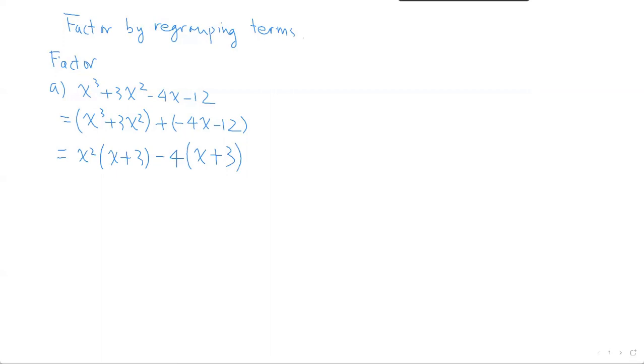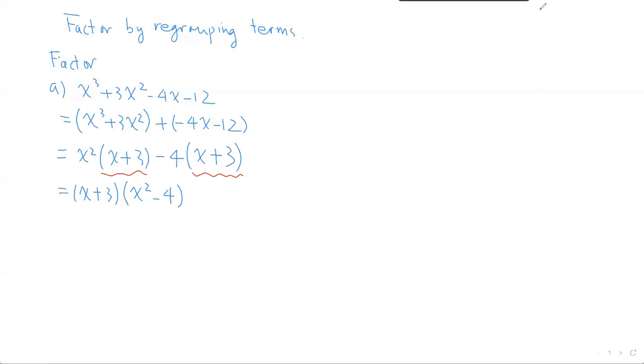And now you see why we need to regroup terms and factor, because you see x plus 3 is a common factor of these two terms. So we can factor this out. Take x plus 3 out. Then the first term, we have only x squared left. And the second term, you got minus 4 left, right?